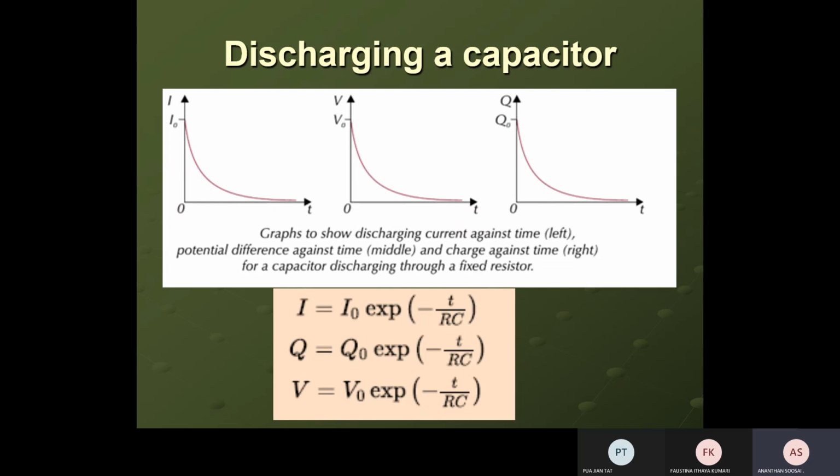So t must be in seconds, R is the resistance in the circuit in ohms, and C is the capacitance in farads. All use SI units: ohm, farad, second. Theoretically, the current is going to be zero only after infinite time.